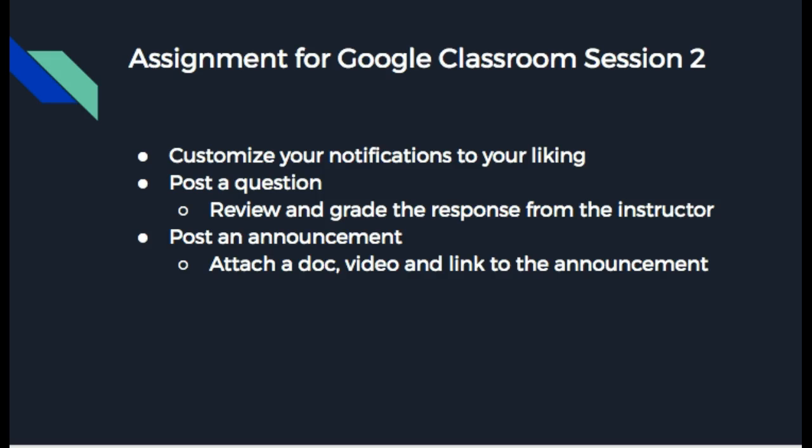Here's your assignment for Google Classroom Session 2. Go into your notifications and customize them to your liking so you can determine what emails you would like to receive notifications from. Post a question in your class. Review and grade the response from me, the instructor. Post an announcement. Attach a doc, a video, and a link to the announcement. When you are done with this, go into Edmodo and just let me know that you have completed this assignment by saying Assignment 2 completed.